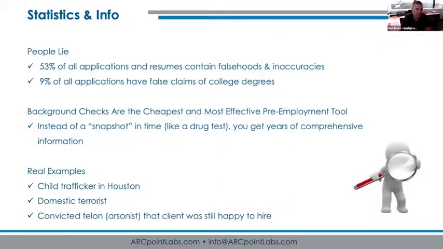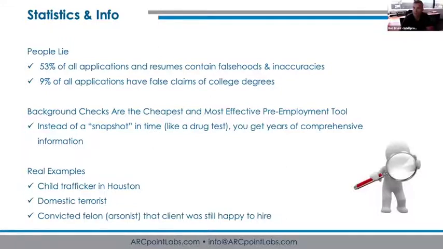53% of all applications and resumes contain some sort of lie or falsehood. And 9% of all applications that say they have a college degree, that's just an outright lie. Background checks really are the cheapest and most effective pre-employment tool. Instead of a snapshot in time like a drug test, it really gives you a good view of what the person's been doing, particularly for the past 7 to sometimes 10 years. Often records go back farther than that, but typically there's a statute of limitations state by state.